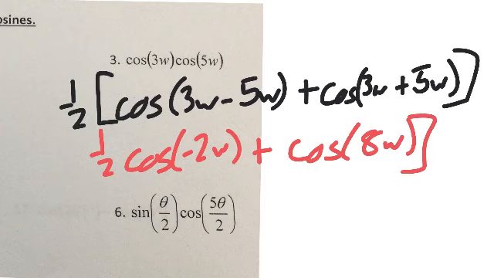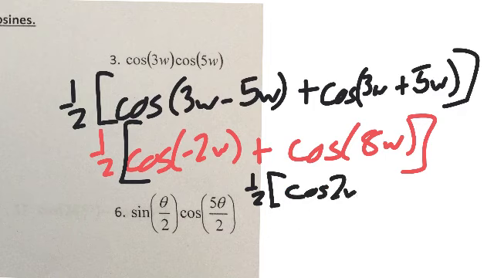Now the thing we can simplify here is the negative inside the argument of cosine. So remember my even and odd identities. When there's a negative inside of cosine, we can just drop the negative. It does us no good. So that negative 2w can become just positive 2w. So my final answer here is 1/2 cosine of 2w plus cosine of 8w.